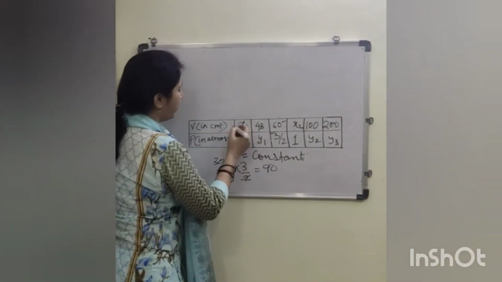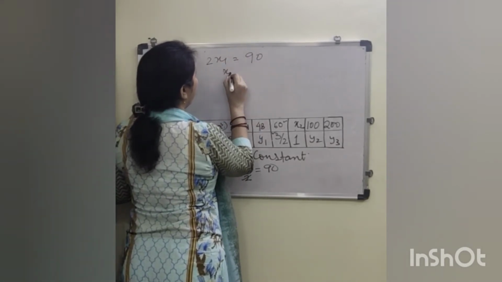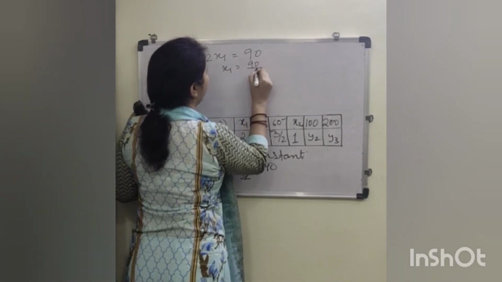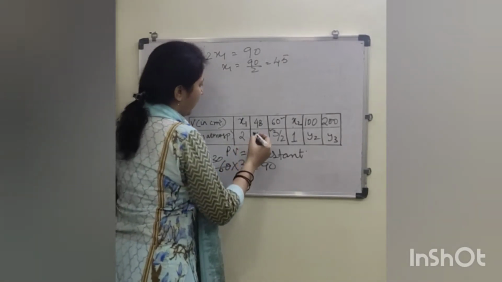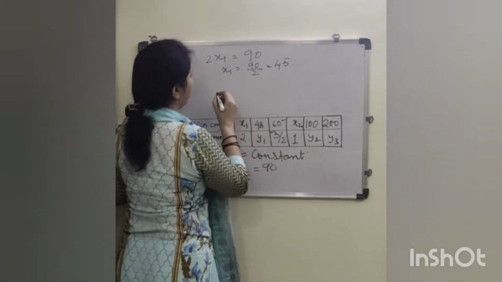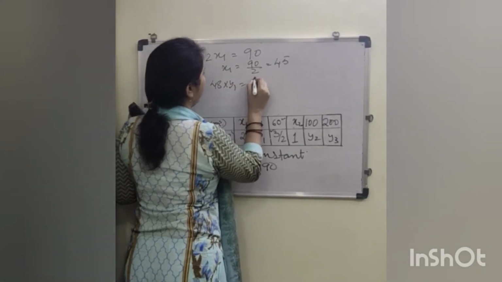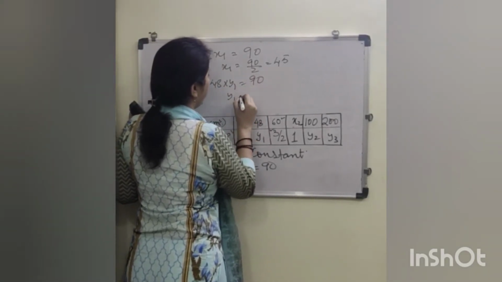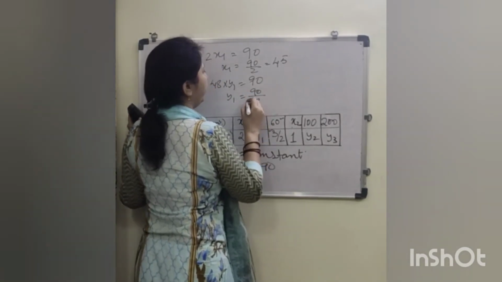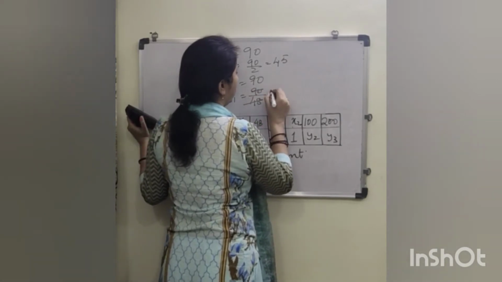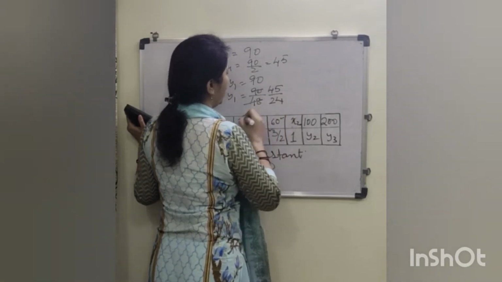Now first let's take 2 into x1 is equal to 90. So x1 is equal to 90 over 2, that is 45. Second one, 48 into y1 is equal to 90. So y1 is equal to 90 over 48. Simplify by 2, it is 45 over 24.